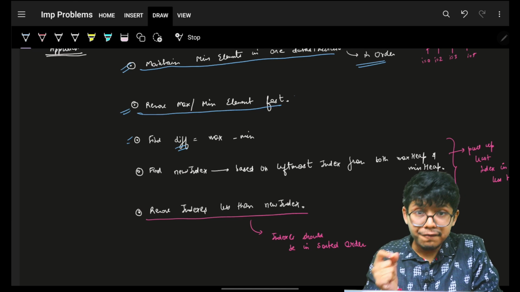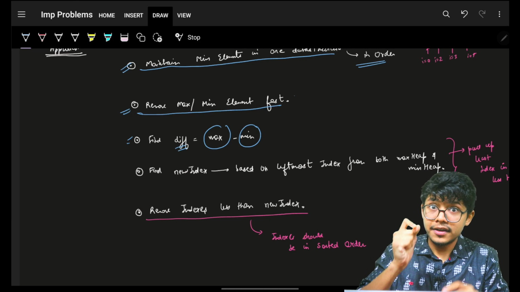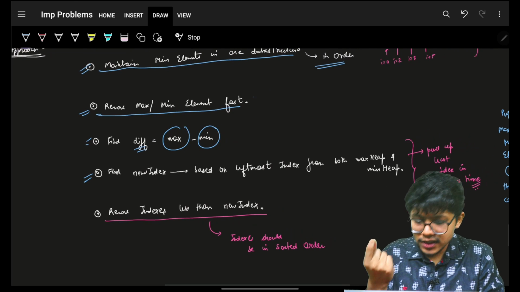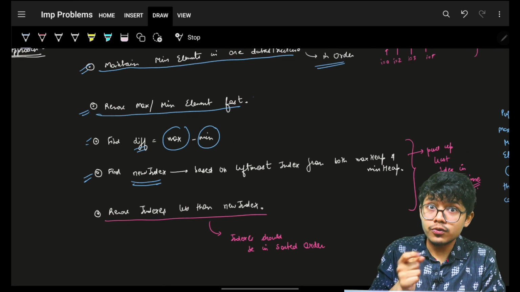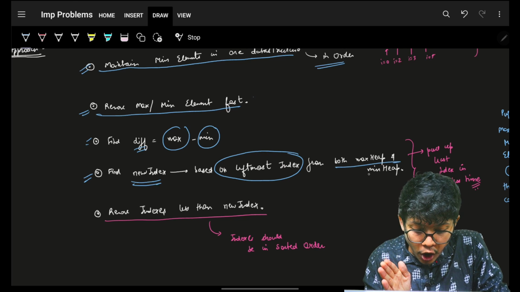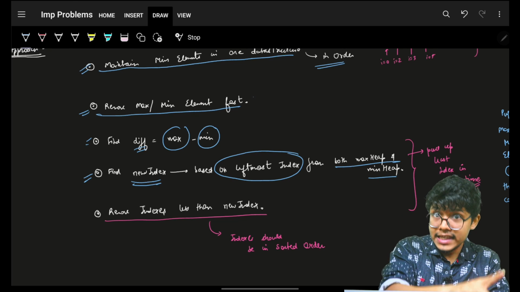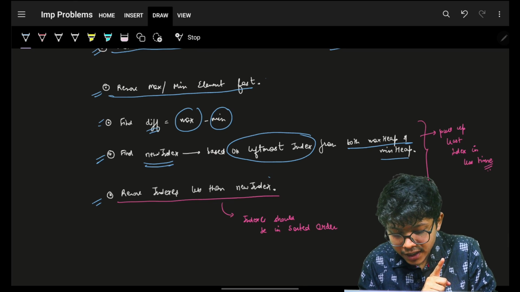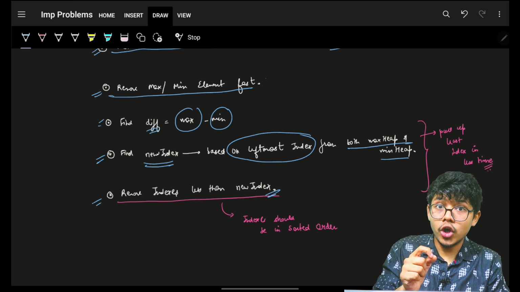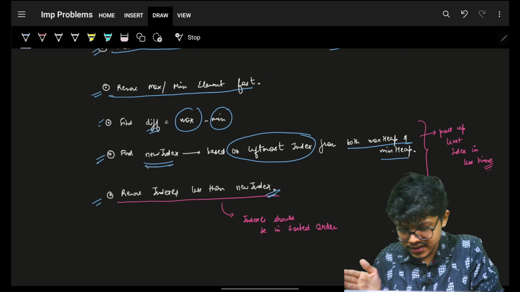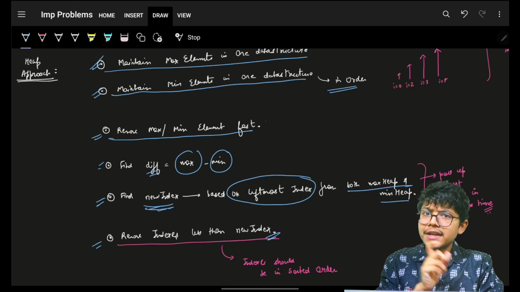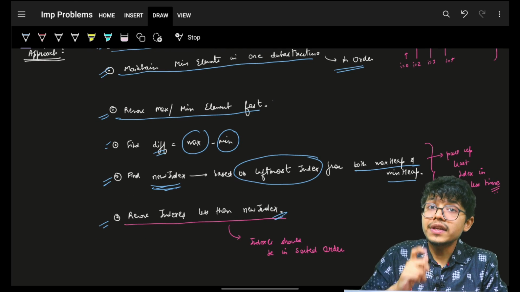To find the diff, finding the minimum and the maximum in very little time should be possible. Then I was ultimately trying to find the new index. The new index was based on the leftmost index from your max or min heap, and ultimately remove all the indexes which are lesser than this new index I.